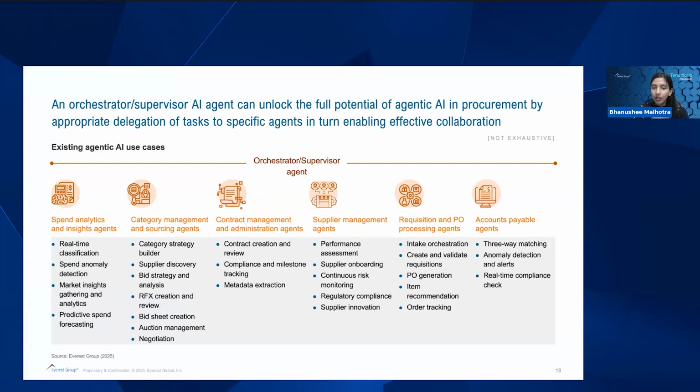Spend analytics to accounts payable. What is it that we've seen in the market when it comes to the most popular use cases? So, starting with spend analytics, right? We've seen a lot of anomaly detection and spend forecasting and a lot of market insights gathering as well. Going on to, let's say, category management, we've seen category strategy builders. We've also seen a bunch of different types of category experts when it comes to AI agents. So let's say there would be an MRO expert or a facilities expert.